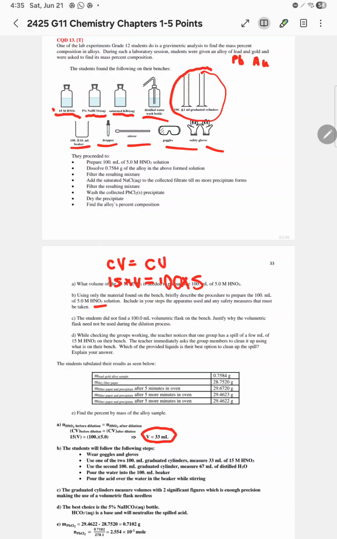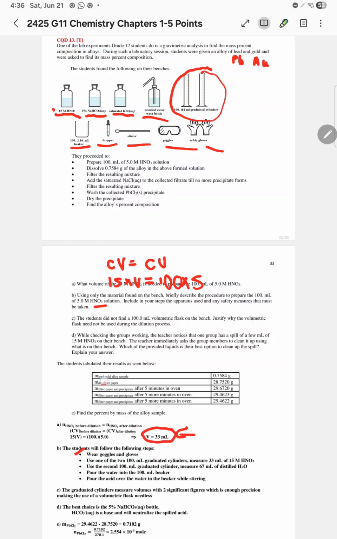So you need to wear the goggles and the gloves. Always, safety is your first step. Then you need to use one of the graduated cylinders to measure 33 milliliters of the HNO3, because this is how much we need to dilute to get the 100 milliliters. So you take 33 milliliters of the 15 molar. Then you use the second graduated cylinder and you measure 67 milliliters of distilled water, whatever is left.